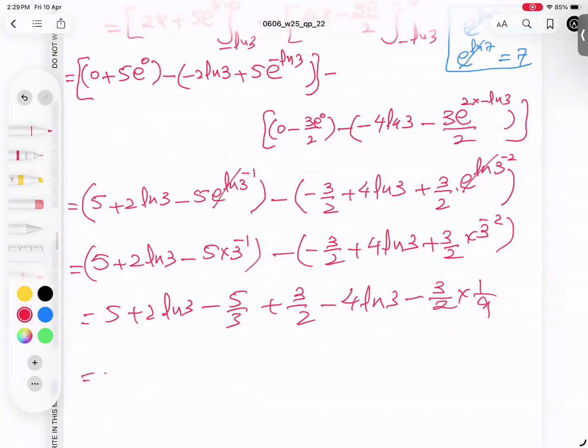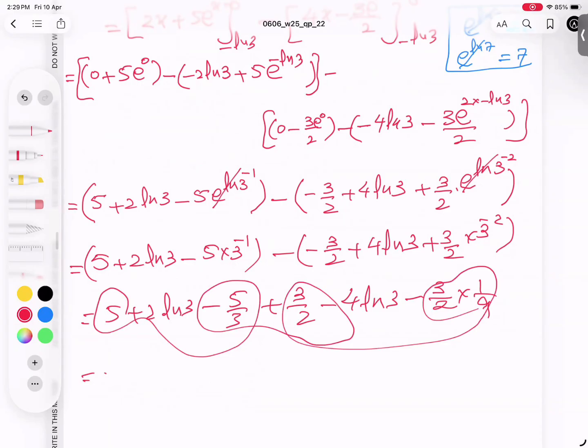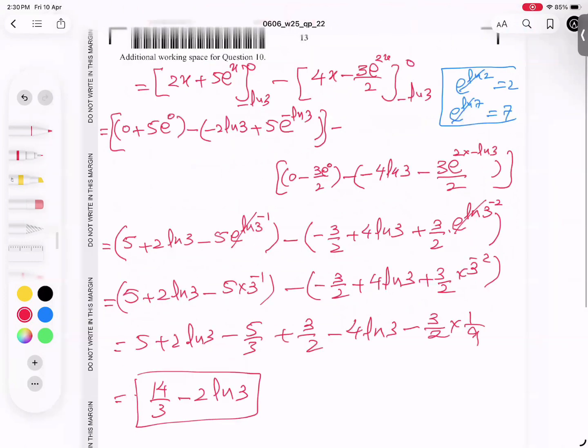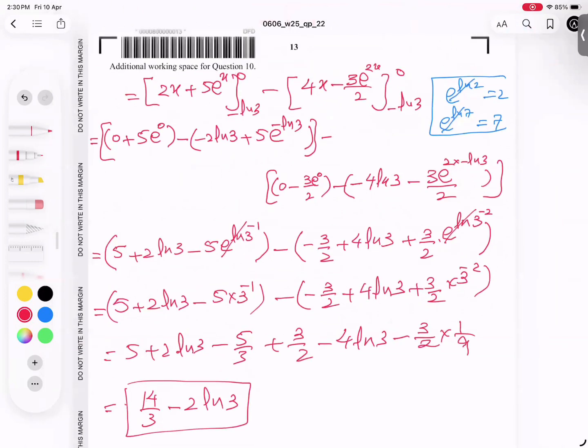Now students, what I'm going to do, this number, this number, this number, and this number, all together, I'm typing 5 minus 5 by 3 plus 3 over 2 and negative 1 over 6. And I'm getting answer 14 by 3. And this negative 4 and positive 2 will give us negative 2 ln 3. So Alhamdulillah Rabbil Alameen, the answer is done and the question is completely over.